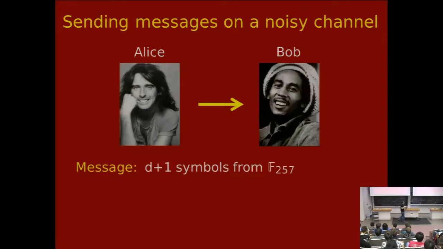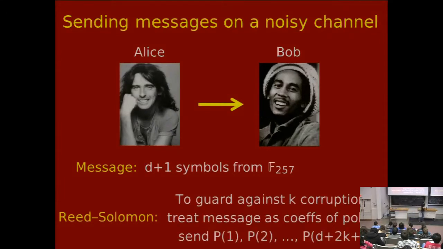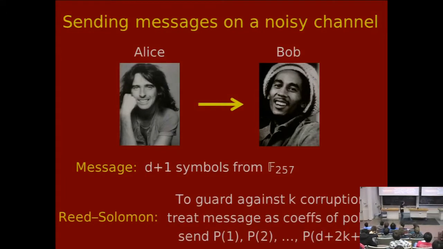For example, in the example we did, if you remember, Alice was sending some d plus 1 symbols over some field, maybe of size 257, to Bob, and she used polynomials. She used this Reed-Solomon code that could guard against k corruptions. Basically the idea was you treat these symbols as the coefficients of a polynomial, and then you send the polynomial's values on this many different field elements to Bob. So that looked great. I trust you remember it all.